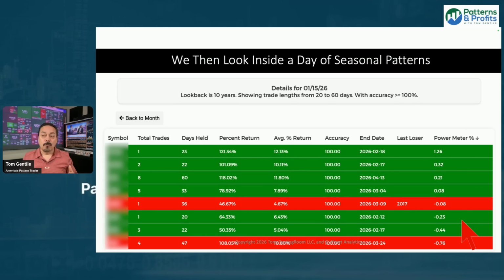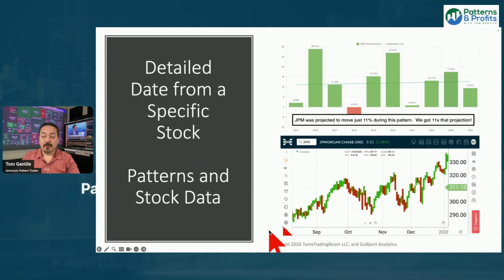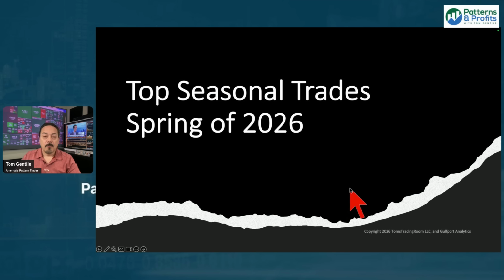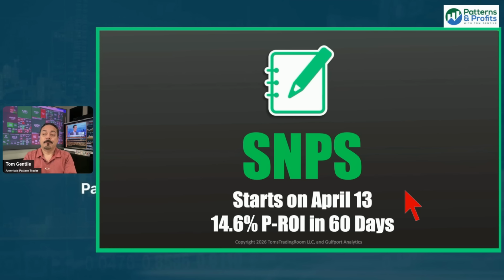So I do a lot more with seasonality than just the average seasonal trader. And so I can go in and look at those details. And I can look at those stock details and get those patterns. So my top seasonal trades for you for spring of 2026, I've got 3 of them for you. 1 for this month. Actually, 1 starts like next week. Then I've got 1 for May, and I've got 1 for June. So here they are for you.